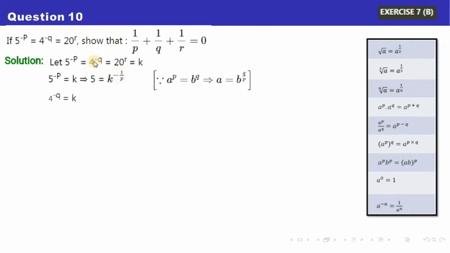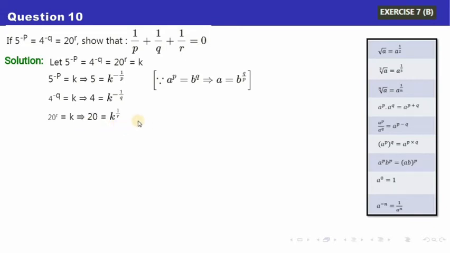Okay, so the same thing is happening with this also. So 4 to the power minus q is equal to k, and from here also if I use the same formula, this 4 will be kept here, this minus q goes to the denominator and becomes minus 1 by q. Similarly the same happens with this as well.